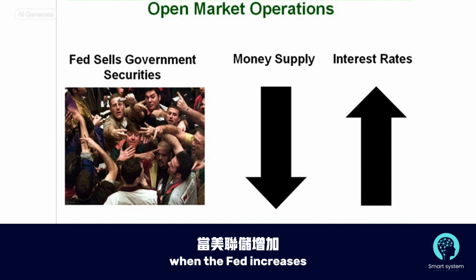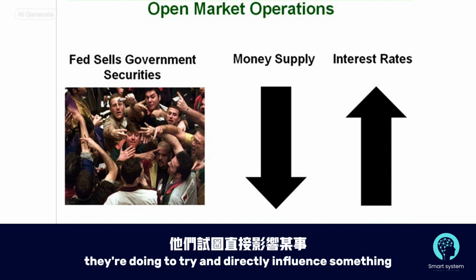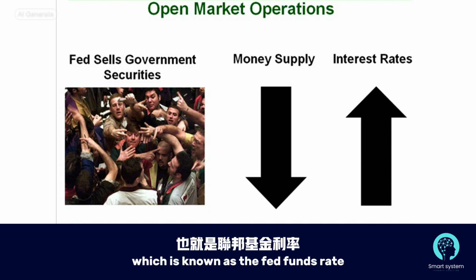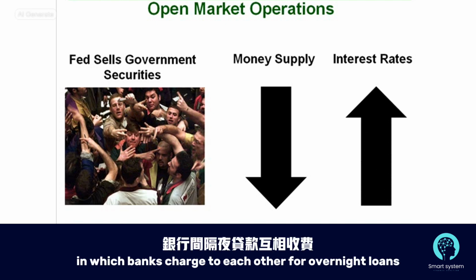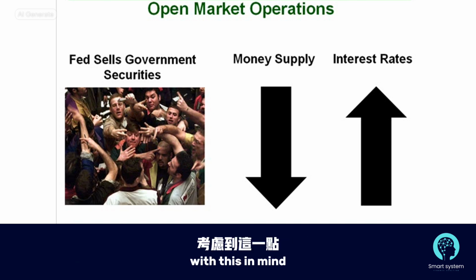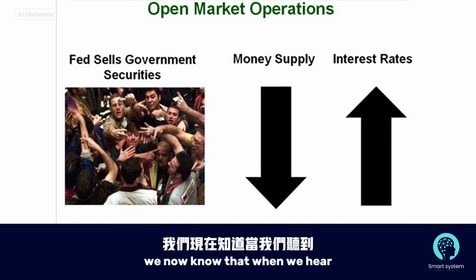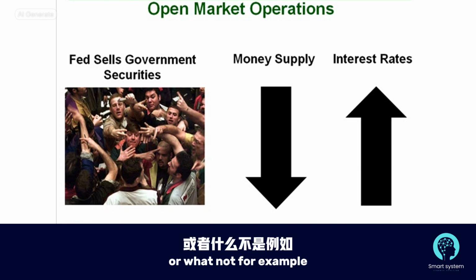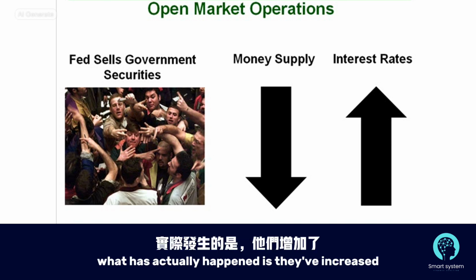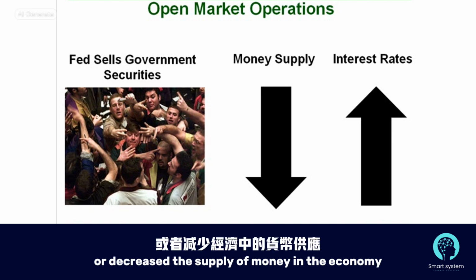When the Fed increases or decreases the supply of money, they are doing so to try and directly influence something known as the Fed funds rate, or the interest rate which banks charge each other for overnight loans. With this in mind, we now know that when we hear the Fed has lowered or raised the Fed funds rate by a quarter percentage point, for example, what has actually happened is they've increased or decreased the supply of money in the economy.